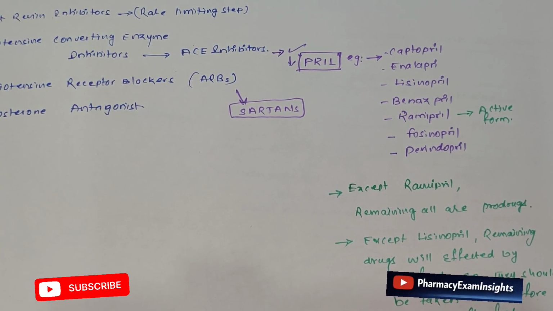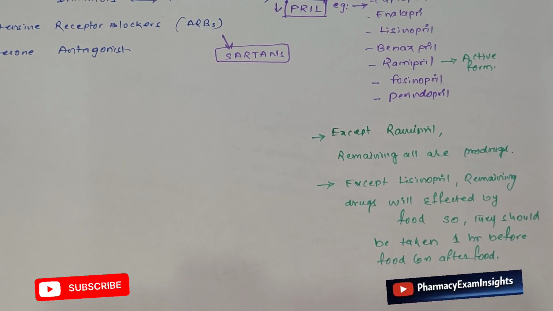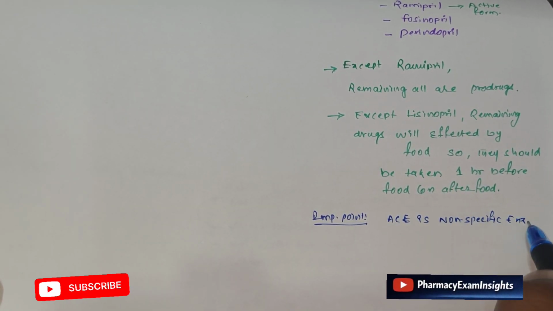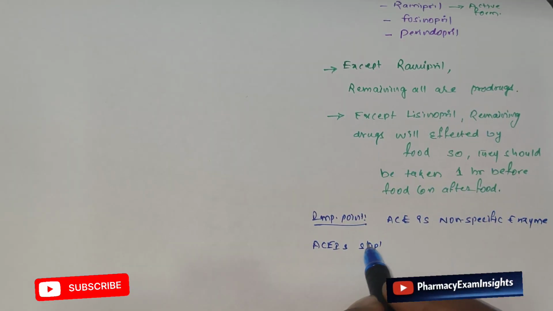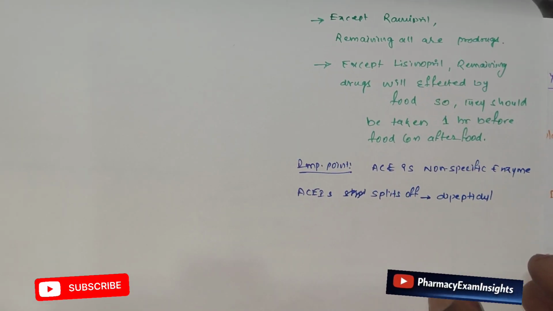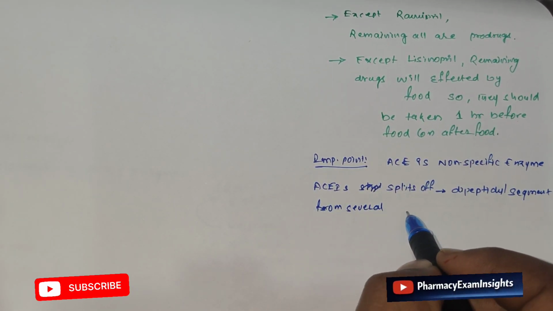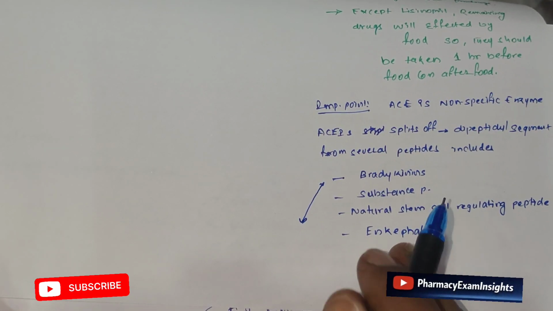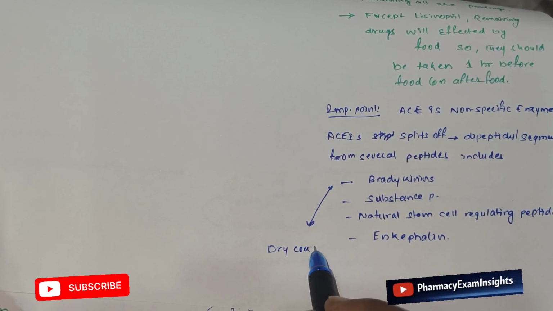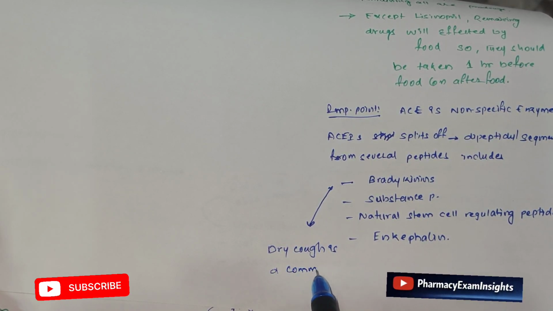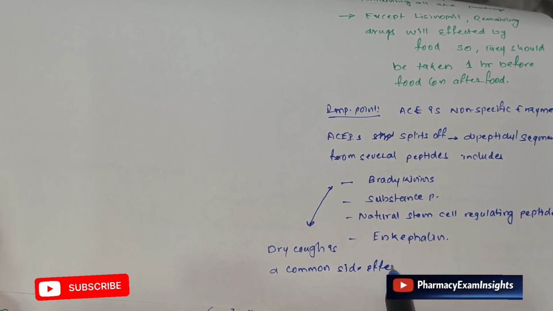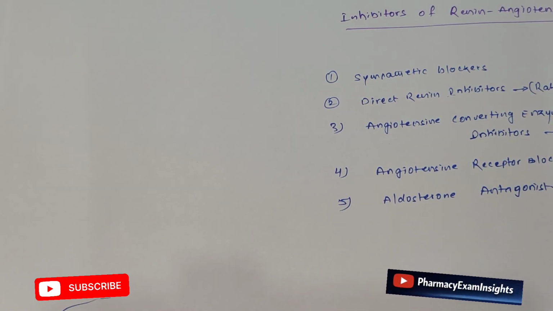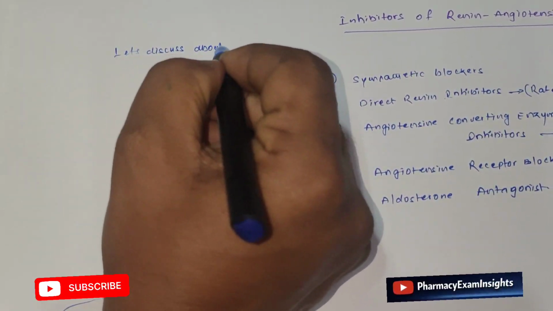The important point is that angiotensin converting enzyme is a non-specific enzyme. So ACE inhibitors split off the dipeptidyl segment from several peptides, including bradykinin, substance P, natural stem cell regulating peptide and enkephalin. So bradykinin accumulates in the airways and causes dry cough. So dry cough is a common side effect with these drugs.